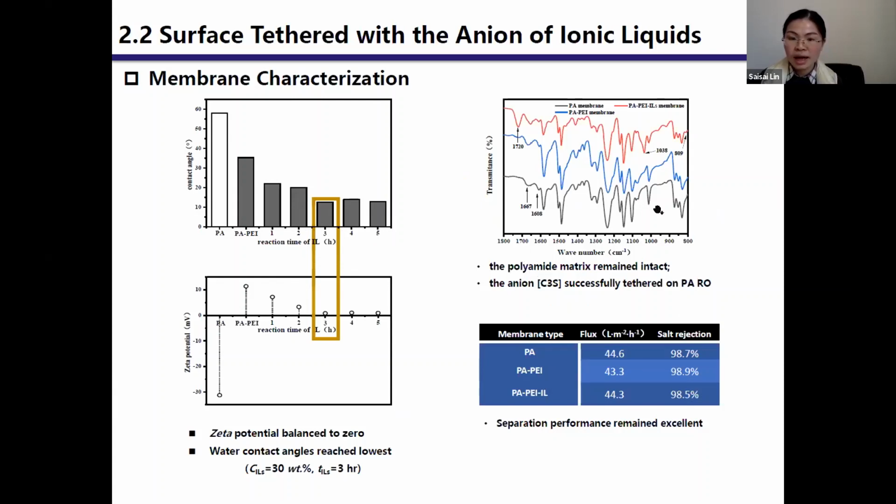And after the grafting, the polyamide matrix remained intact, and also the anion C3S was found to have the typical sulfonic acid peak in the FTIR, and also has acceptable separation performance.